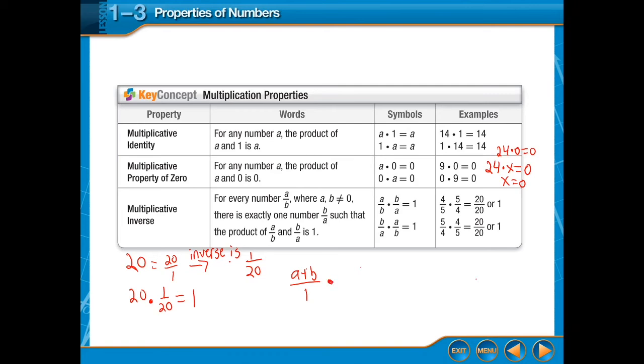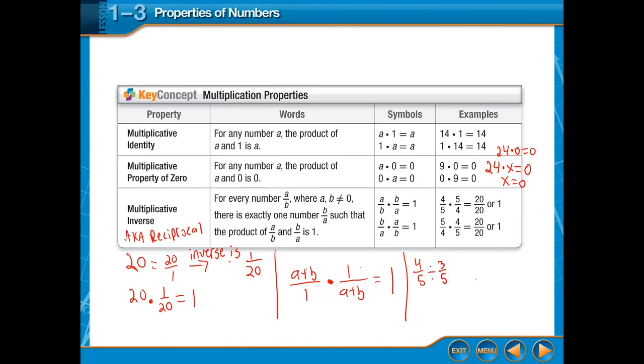If you have a plus b divided by 1, if you multiply that by the flip of it, by the multiplicative inverse, 1 over a plus b, then this would be equal to 1. Another word for multiplicative inverse is the reciprocal. You should have learned that. That's what you use when you're dividing fractions.